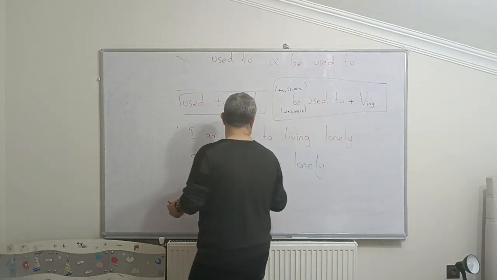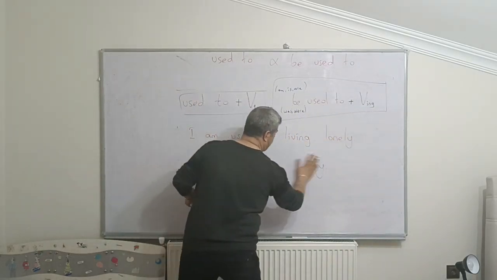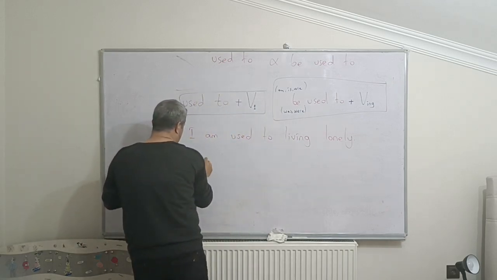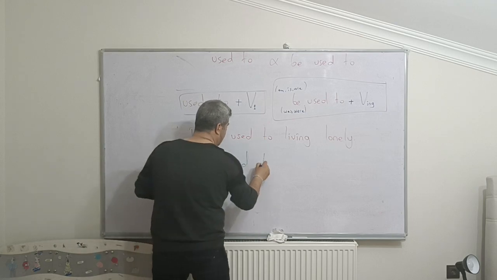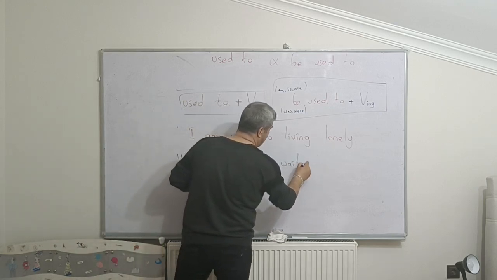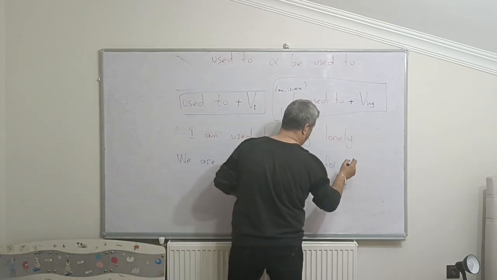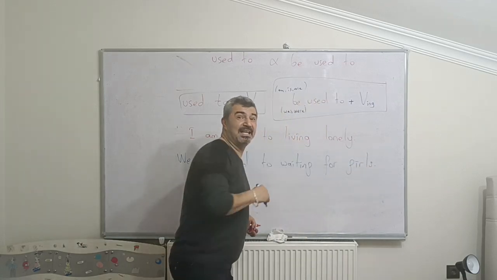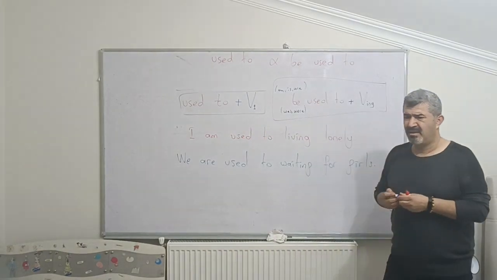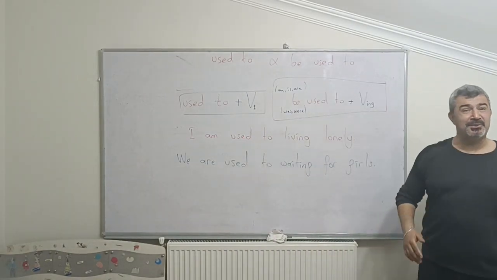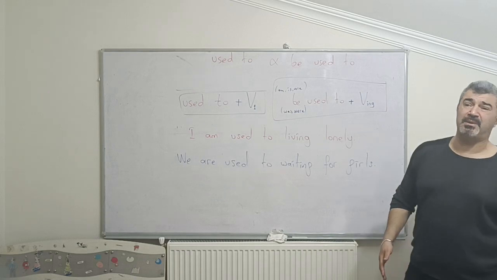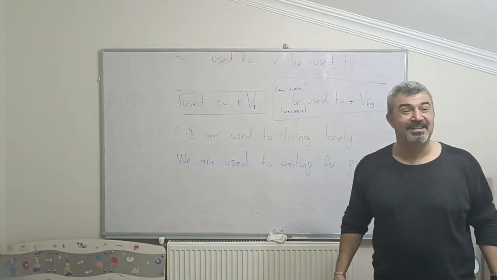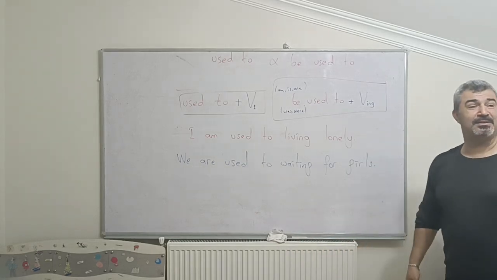Another example with "used to" and "be used to". We are used to waiting for girls. The boys say so. Someone says, hey, aren't you bored? You are always waiting for the girls, for example, at the door of the cinema. No. As boys, we are used to waiting for the girls at the door of the cinemas, at the door of the theaters.